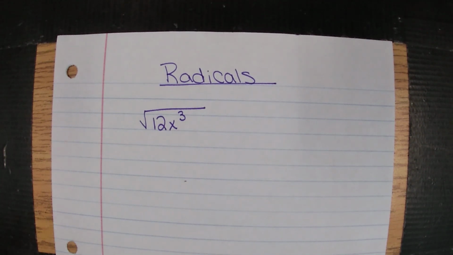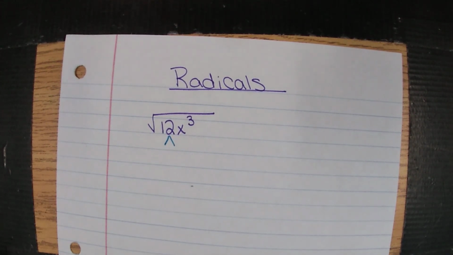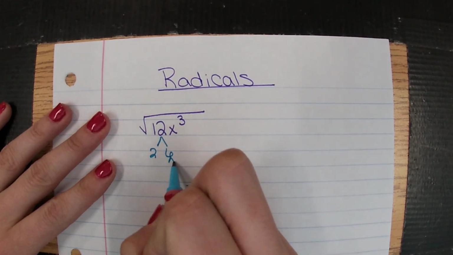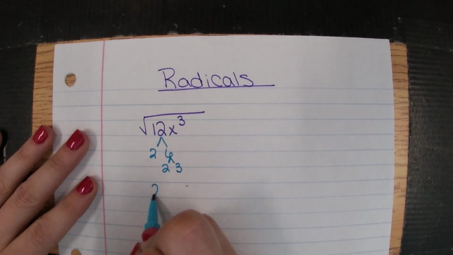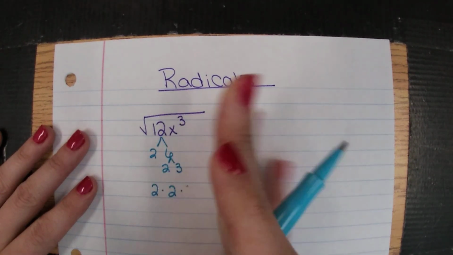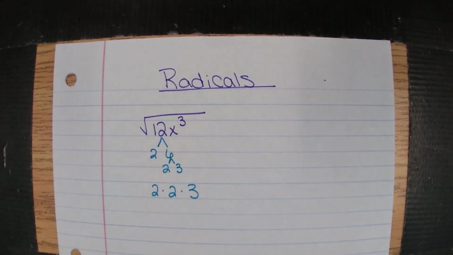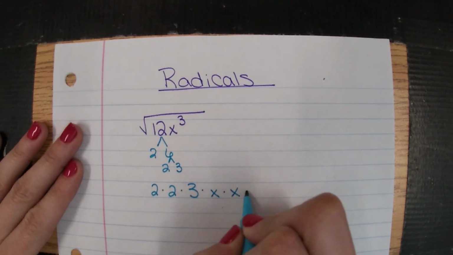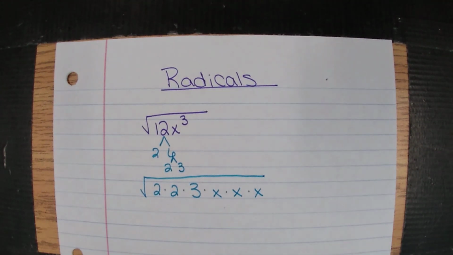So same way, we're going to start exactly the same. We're going to start by prime factoring. And remember when we prime factored this in our factoring unit, we just started with the coefficient. So 2 and 6, 2 and 3. So we have a 2 times a 2 times a 3. And then we looked at the variable and we would write down the number of x's that the exponent was. So this would be an x, and an x. Okay, so now we're here.